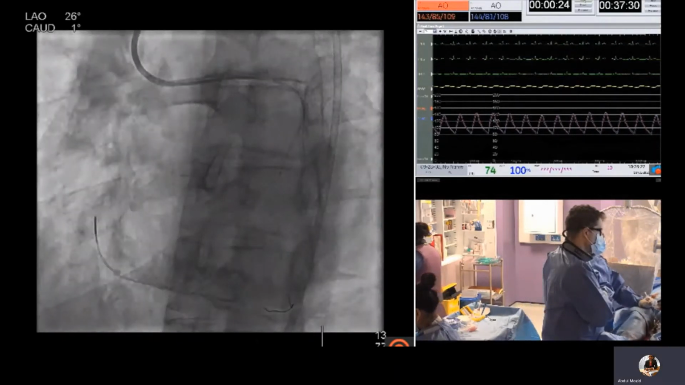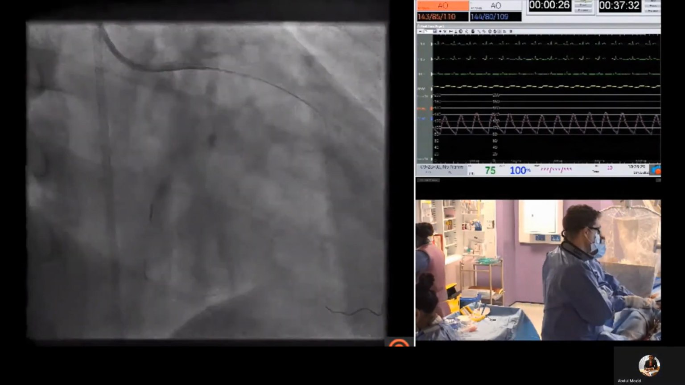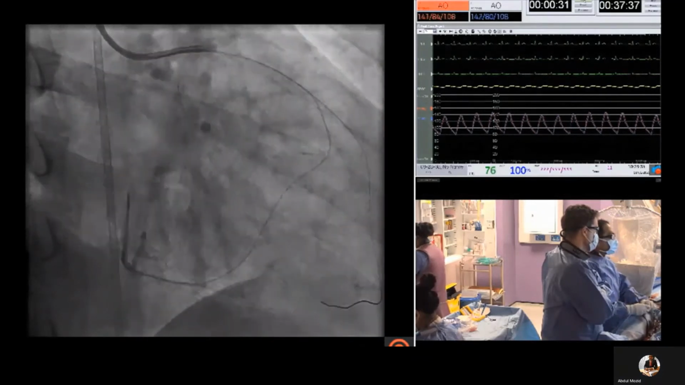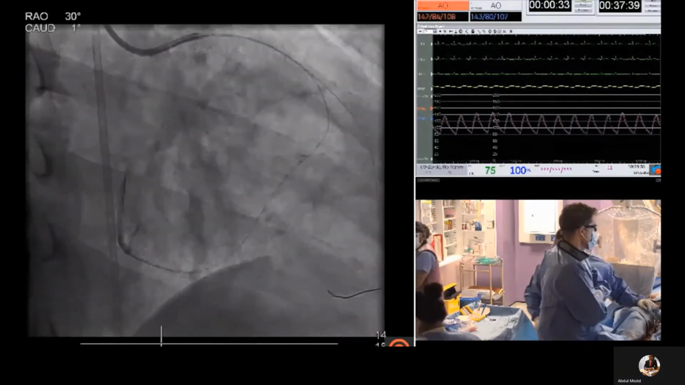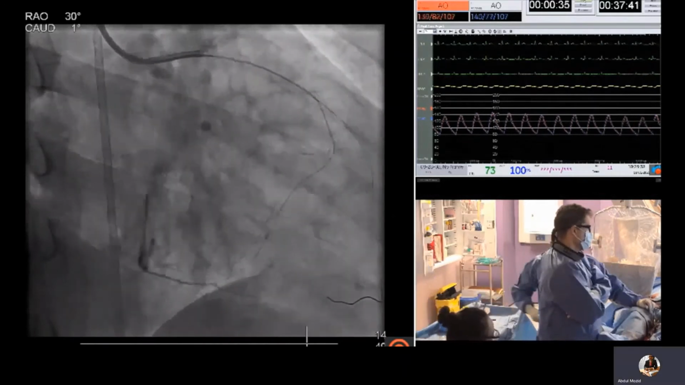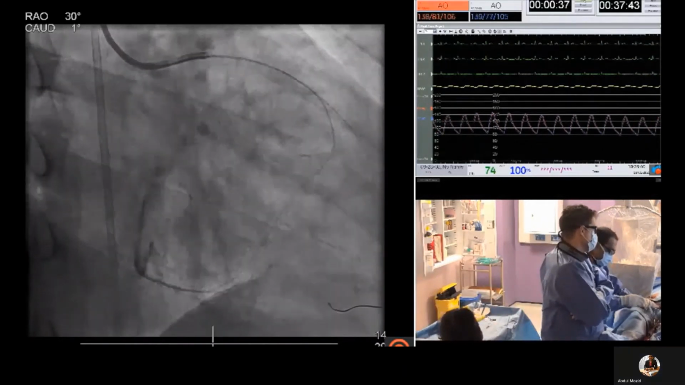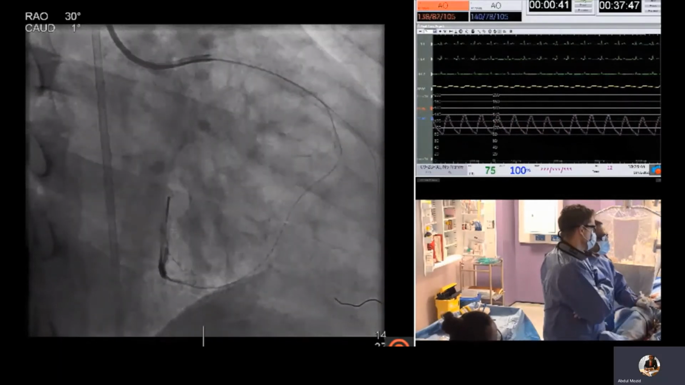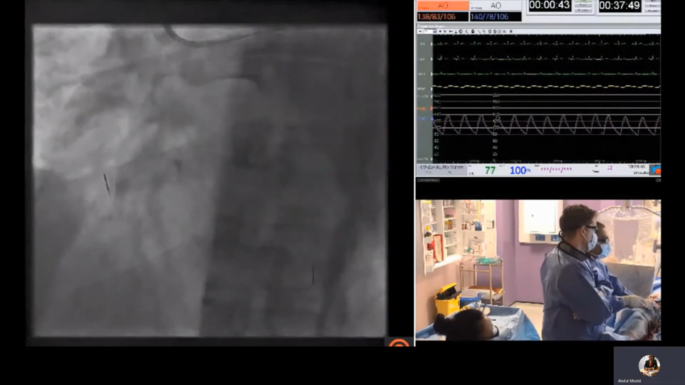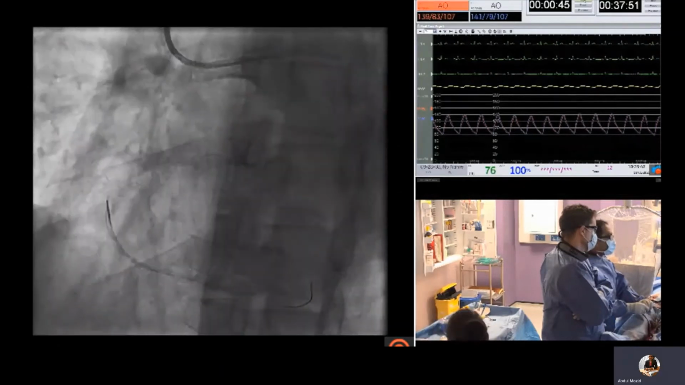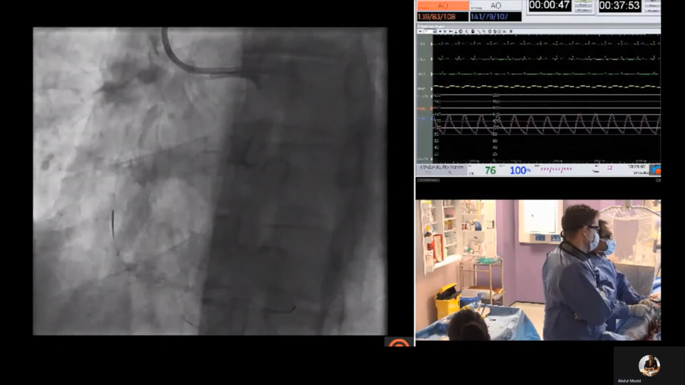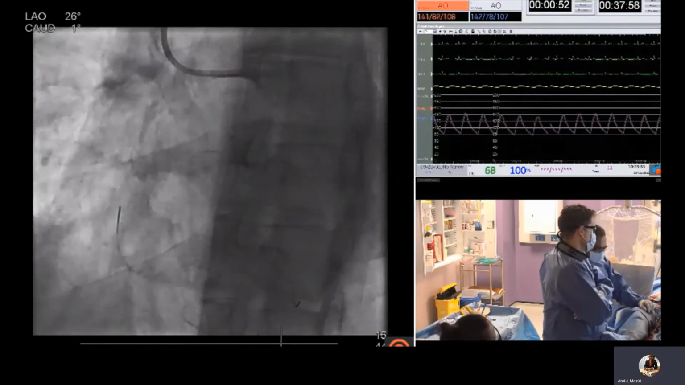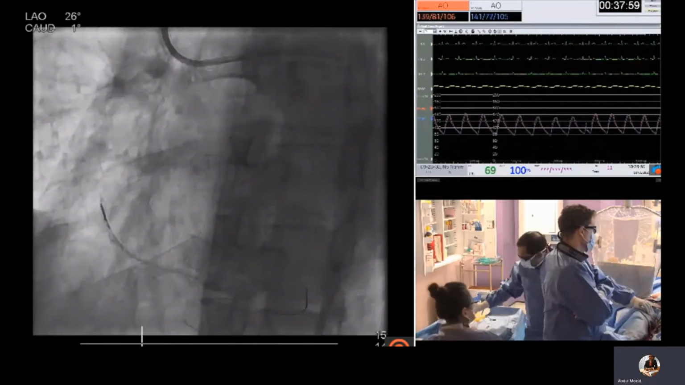We checked this in a different view also. You can see the microcatheter is at the distal cap. So we then, from this point, took a Pilot 200 wire to try and bypass this channel and to cross the occluded segment.